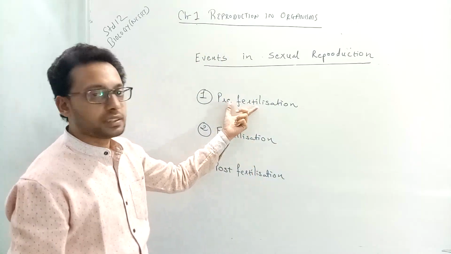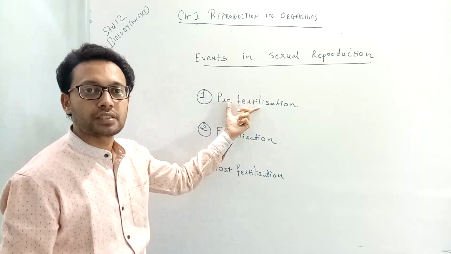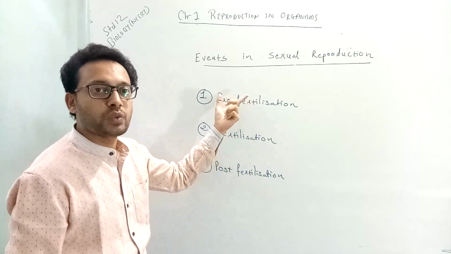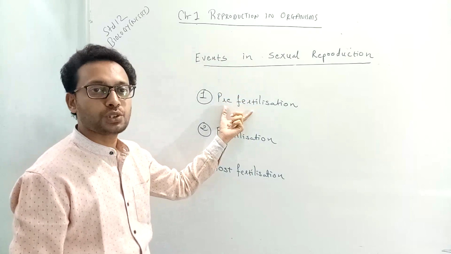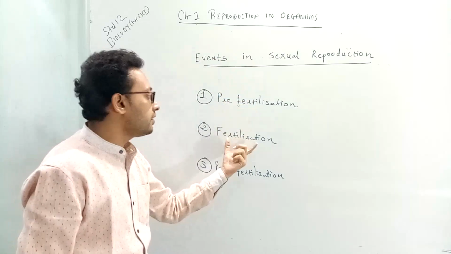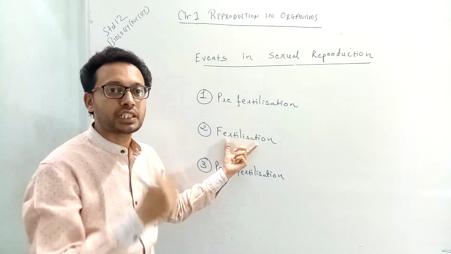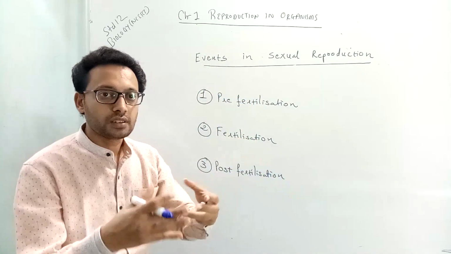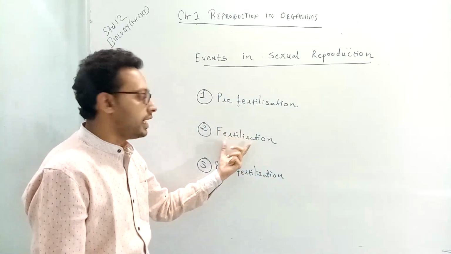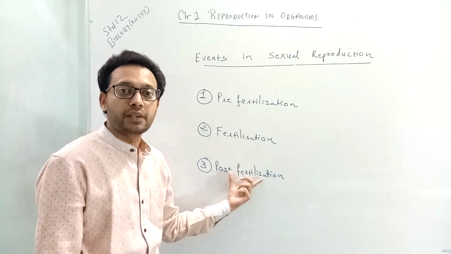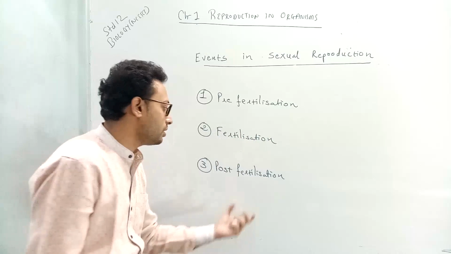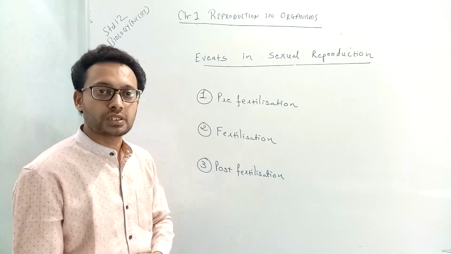The name itself suggests what pre-fertilization events are. These are the events which occur before fertilization. They are called pre-fertilization events. Second, the fertilization event, the main event in sexual reproduction, the fusion. And the last one is the post-fertilization event, that means the events that occur after fertilization.